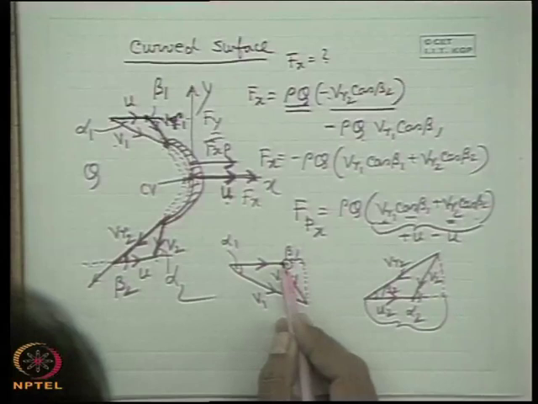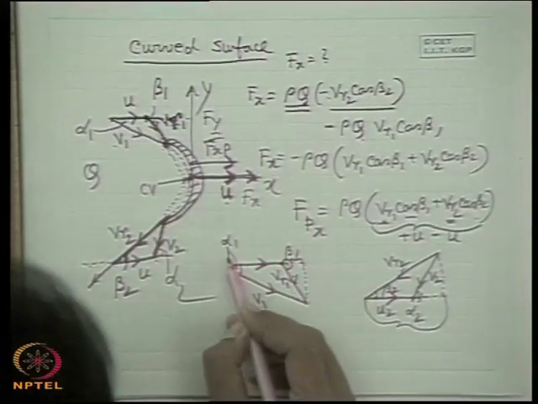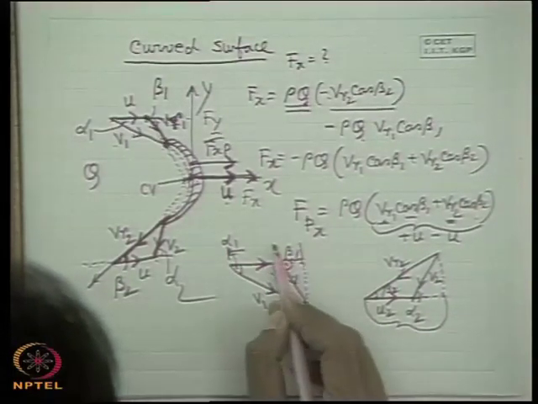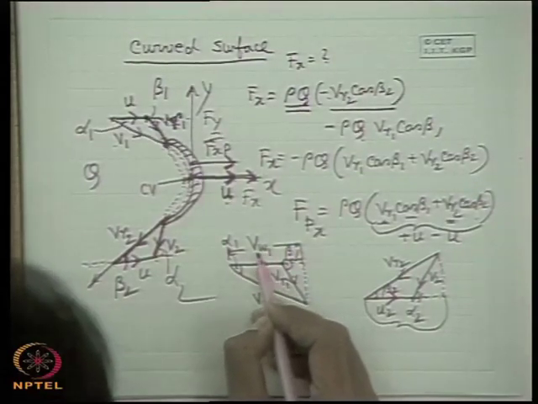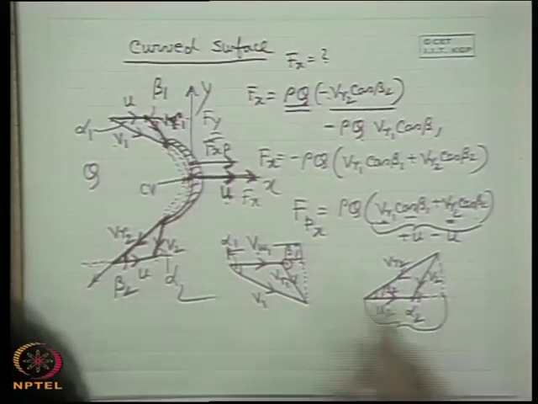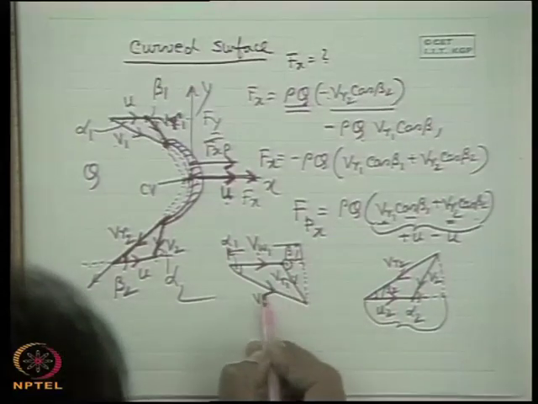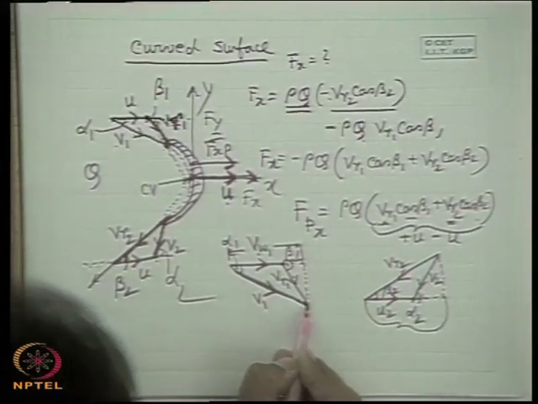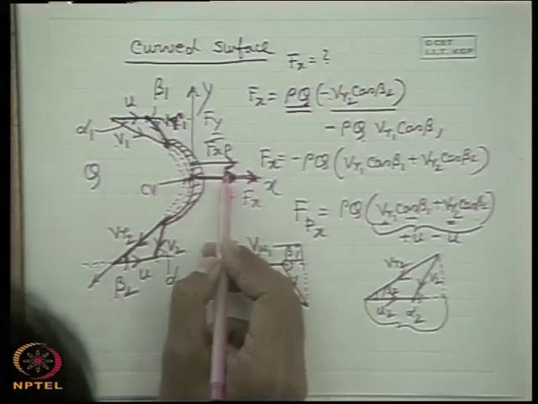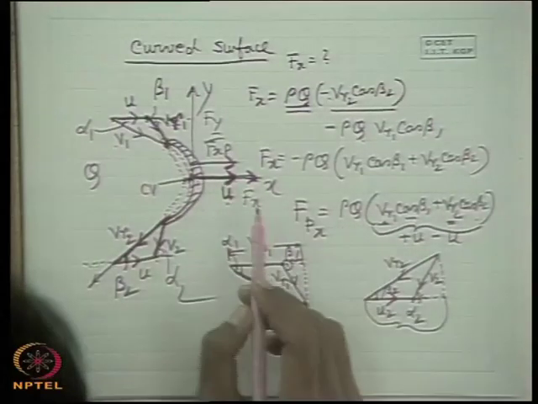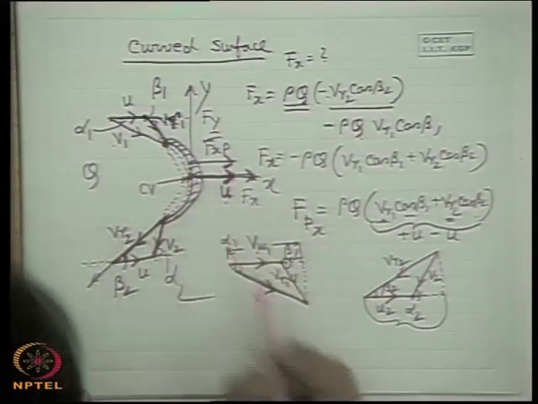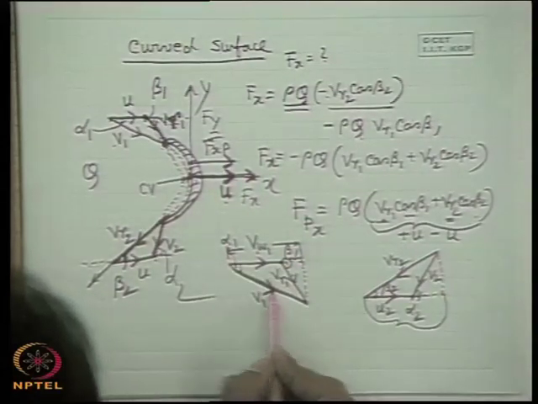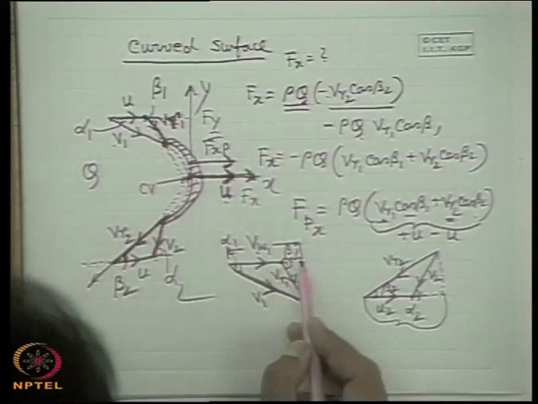Vr1 cos beta 1 plus u is this component. Usually this is known as Vw1. Of course this terminology will be difficult for you to understand. This is known as the tangential component of the absolute velocity. Tangential means this direction is the tangent direction. I will explain it afterwards with respect to a fluid machines application, that it is the component of the absolute velocity in the direction of the plate motion.